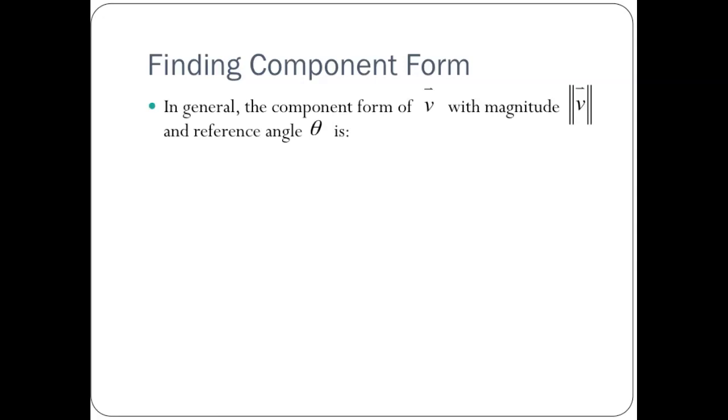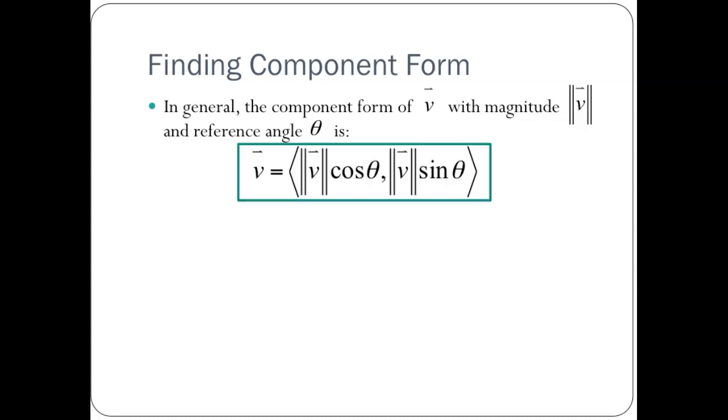All right. Next, finding component form. So let's generalize this. In general, the component form of vector v, with a magnitude of |v|, which we've written out here in symbols, and reference angle theta is given by this. The first component is always the magnitude of v times cosine of theta, and the y component is always going to be the magnitude of v times sine of theta.